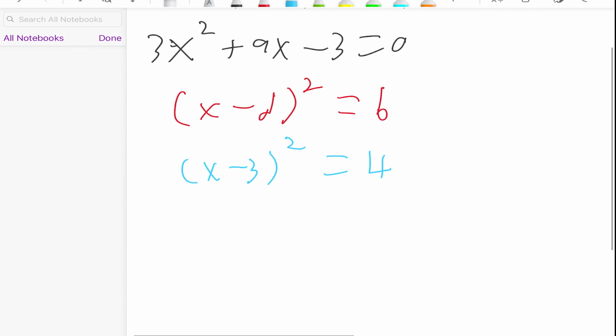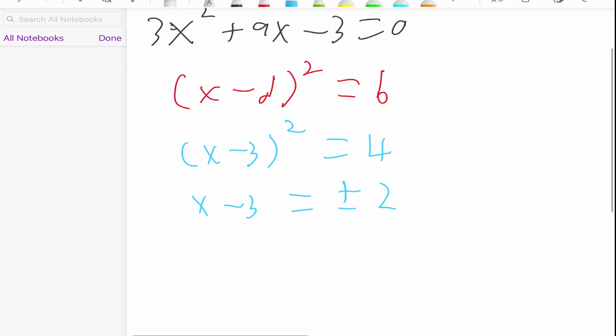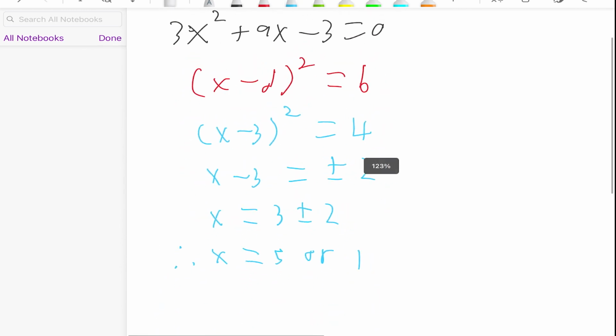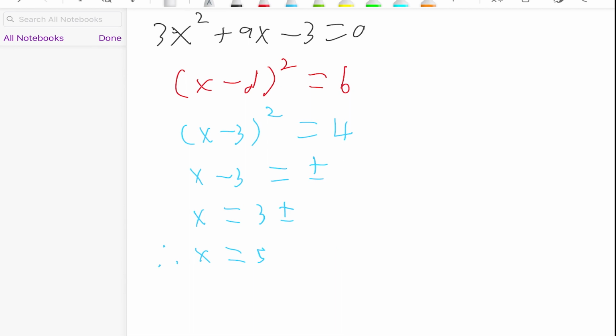It takes 2 seconds. All you have to do is square root both sides. So you get x take 3 is equal to plus or take 2. And then you plus 3 on both sides, and you get 3 plus or take 2. Therefore, x is equal to 5 or 1. Right, pretty easy. So, now that we know why it's important, it's not useless, we will figure out how do we actually do this.